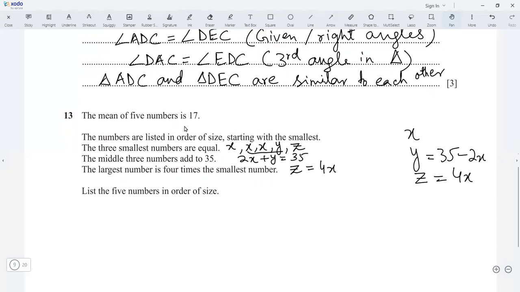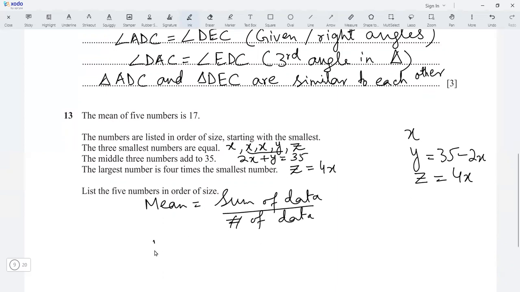The mean of all of these numbers is 17, so we have to write down the formula for the mean. Mean equals the sum of data divided by the number of data. The mean is given as 17, and the sum means we add all of them: the first is x, the second is x, the third is x, the fourth is 35 minus 2x, and the fifth is 4x. We have written all the numbers in terms of x. The number of data is 5 because there are 5 numbers.